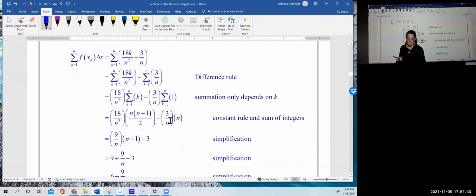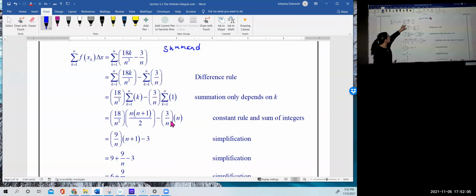So this is what the Riemann sum then looks like. Here's our 18k over n squared minus 3 over n. This is the summand. I know it's a weird word that we introduced last time when we were talking about Riemann sums. It is the thing being summed, basically. That's what it means, the thing being summed. And we're going from k equal 1 to n. Now, to get the actual value of the definite integral, when we're done doing the Riemann sum, we're going to take the limit of it as n goes to infinity.